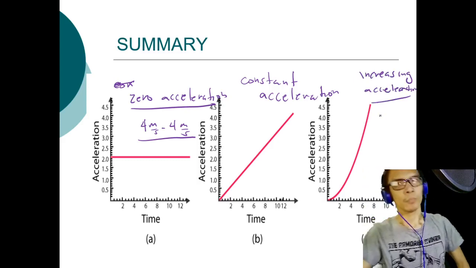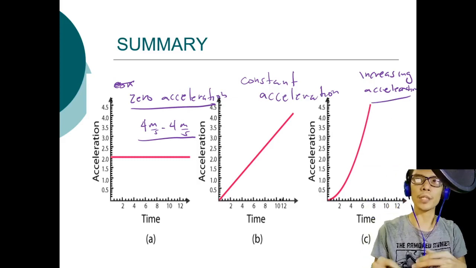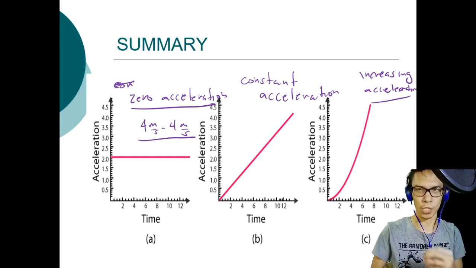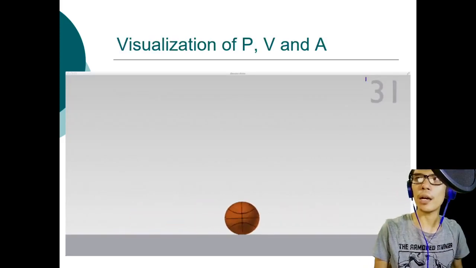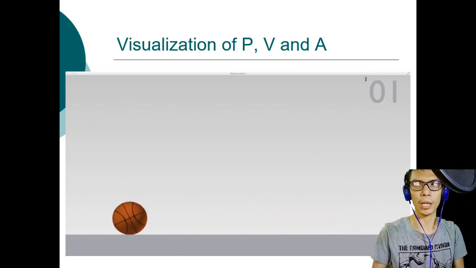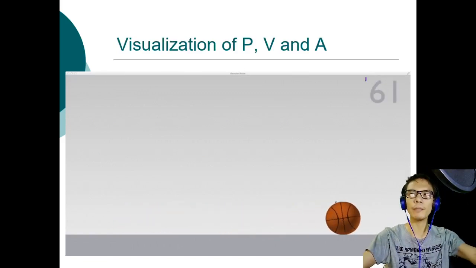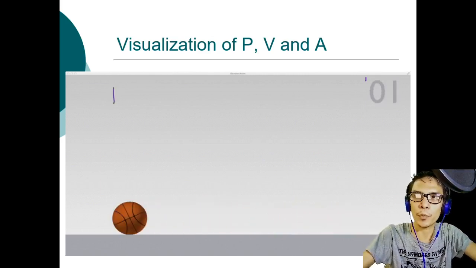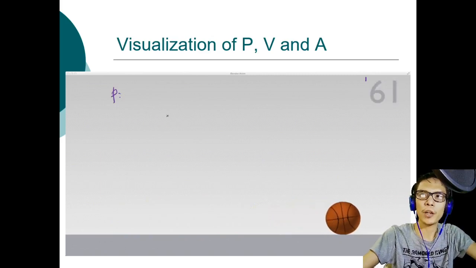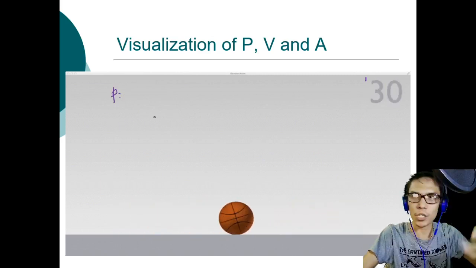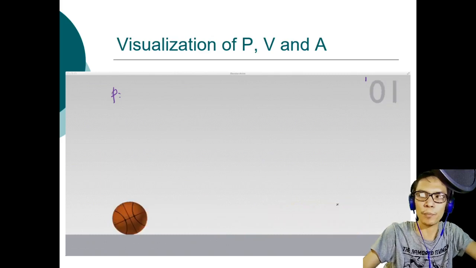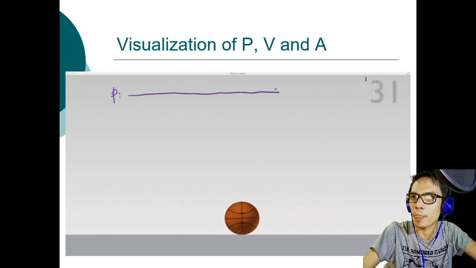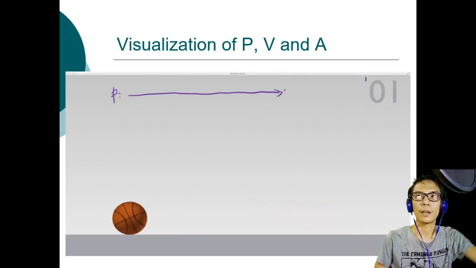All right. So you need to remember how the graphs can be interpreted on this acceleration, velocity, and position. Let's go now. How to visualize this position, velocity, and acceleration. So the ball is rolling over there, and let's put first its position. The vector for position for this ball is increasing towards that direction. So it is increasing.